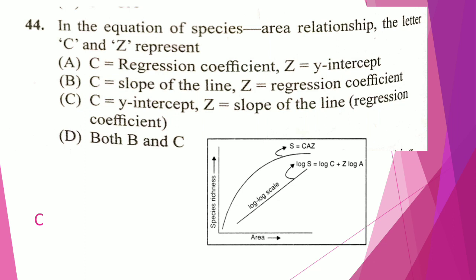C is the y-intercept, and Z is the slope of the line. The slope of the line we always denote in terms of Z. That is called the species richness in a particular area. So the answer is C, the third one.